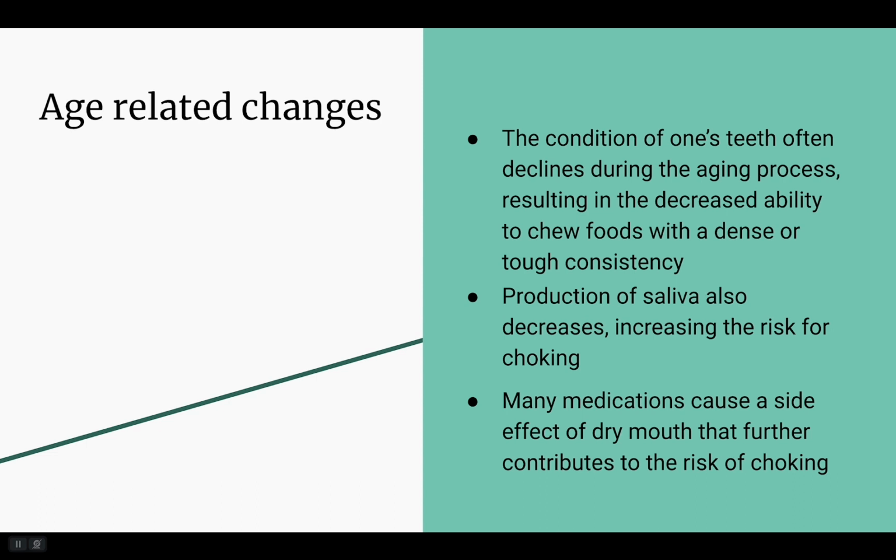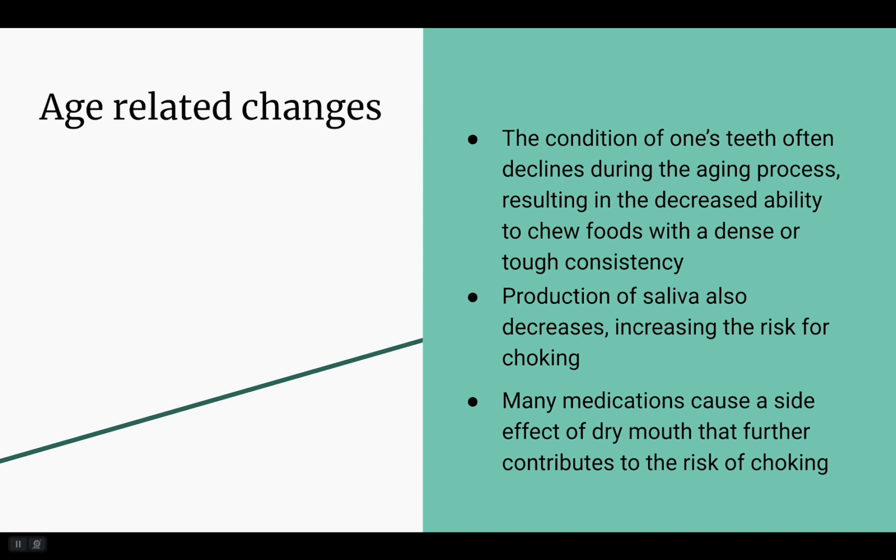As people age, many age-related changes occur in the digestive system. The condition of one's teeth, referred to as dentition, often declines during the aging process, resulting in the decreased ability to chew foods with a dense or tough consistency, such as meat and fibrous vegetables. Production of saliva also decreases, increasing the risk for choking.